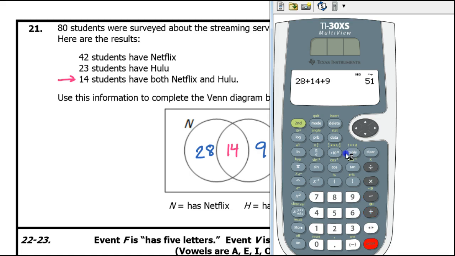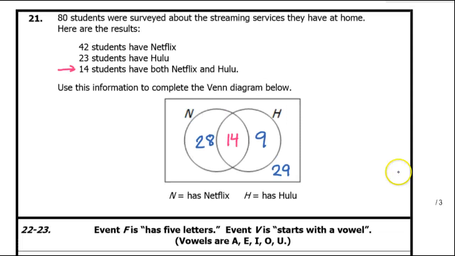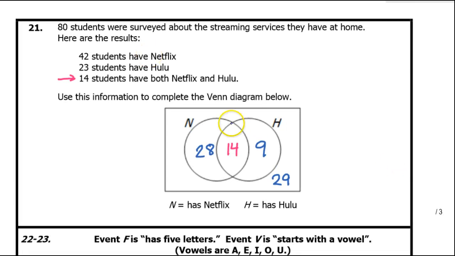Alright, that's 51 so far. There's a total of 80, so we need to go 80 minus the 51 that we already have so far. And that leaves 29. So that's how we know there should be a 29 here to represent the students who have neither Netflix nor Hulu. So let's see what other questions they have to ask us. Oh, I guess that's it for that problem. That's done.